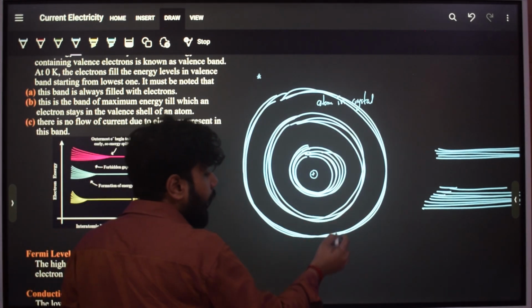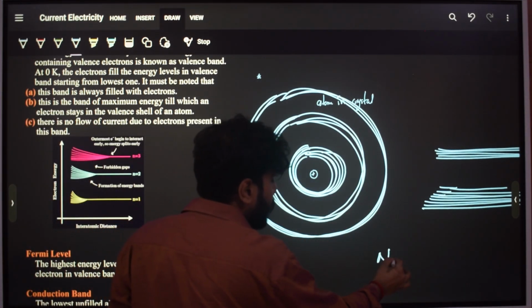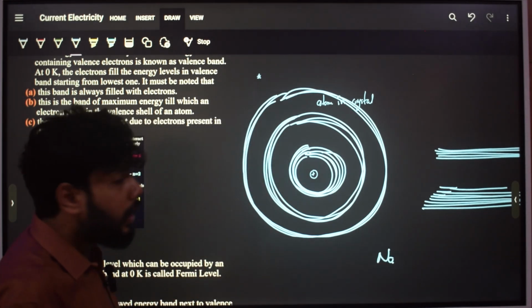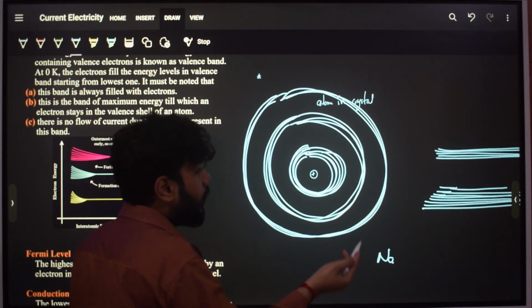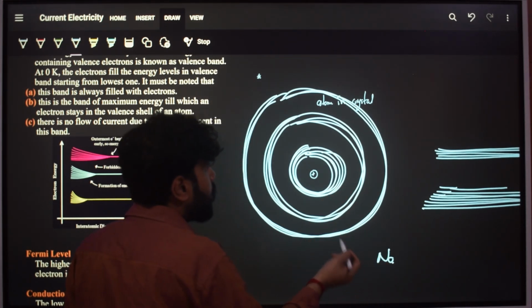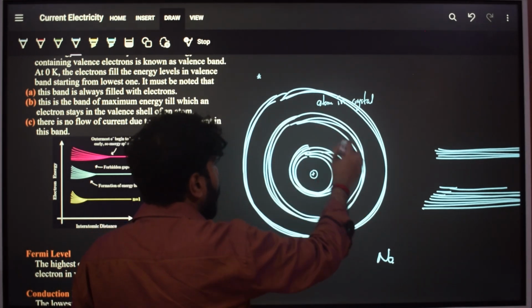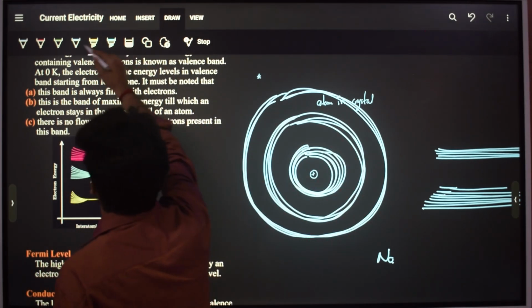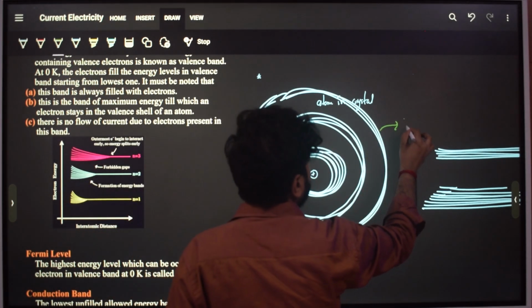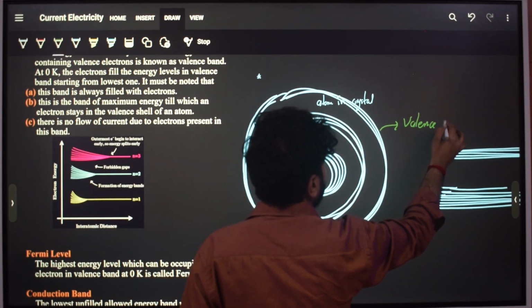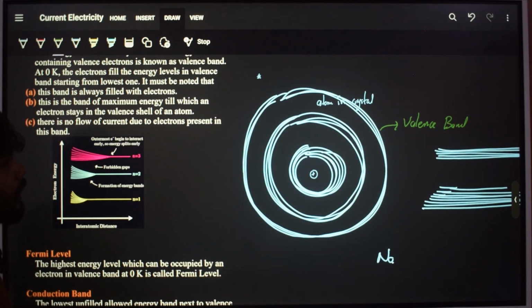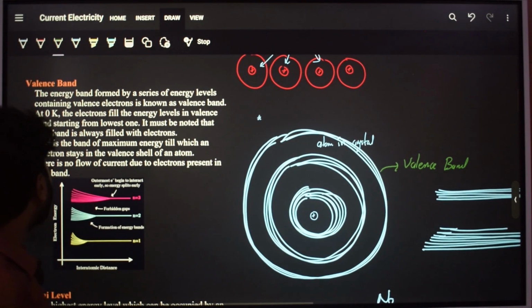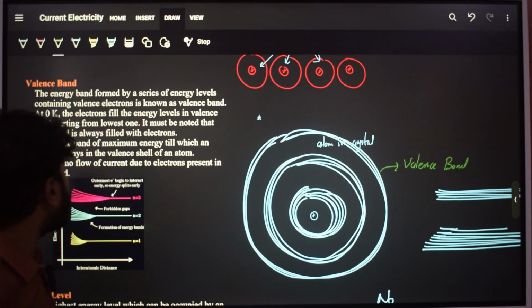Let's say you have an atom, for example sodium. So we know the valence electron is in the last shell, right? So similarly, because this sodium is not isolated, it belongs to some crystal, the last energy band will be known as your valence band. So what is your valence band? It is the last energy band where an electron can be found in an atom, right? The energy band formed by a series of energy levels containing valence electrons is known as the valence band.